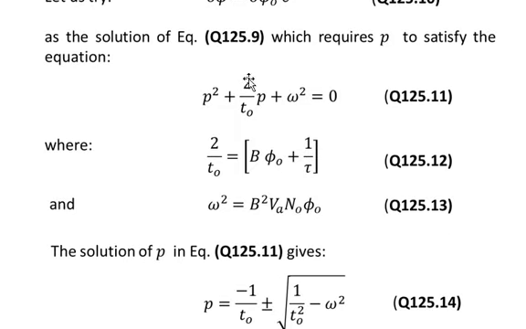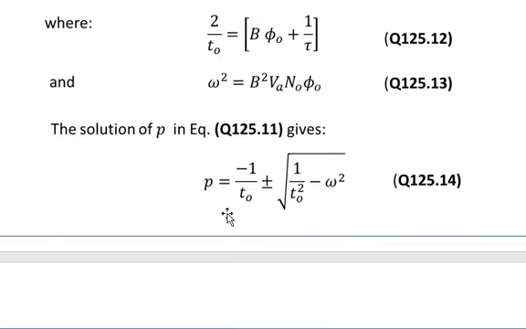where 2 over T naught in equation number 11 is given by 2 over T naught is equal to B times phi naught plus 1 over tau, and omega square is equal to B square times VA times n naught times phi naught. And if you solve for P from equation number 11 using the quadratic formula, you will find the solution P is equal to minus 1 over T naught plus or minus the square root of 1 over T naught square minus omega square.